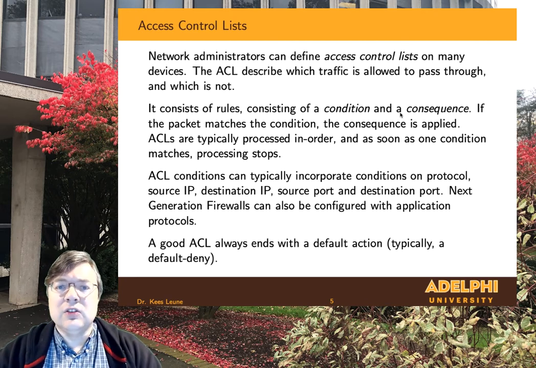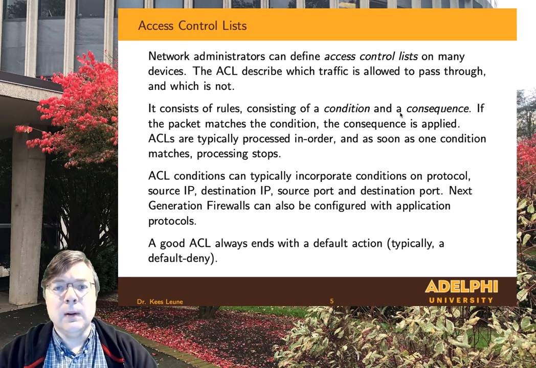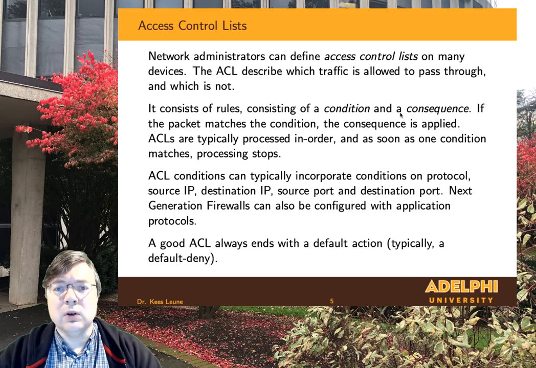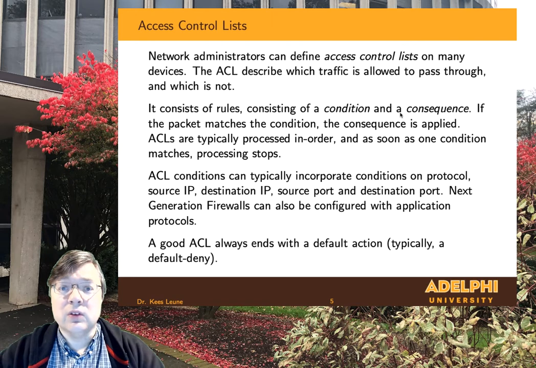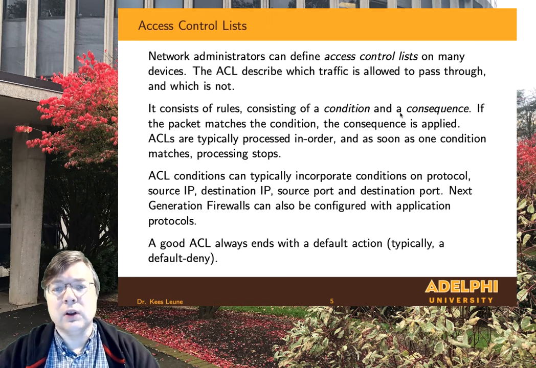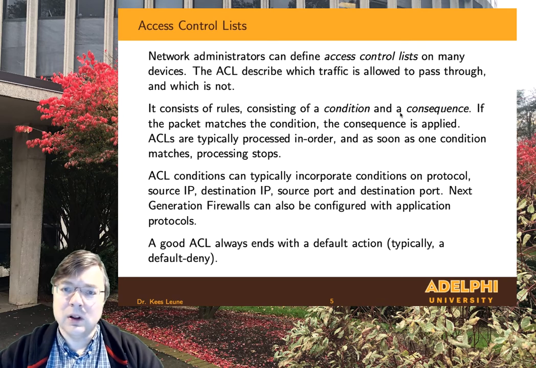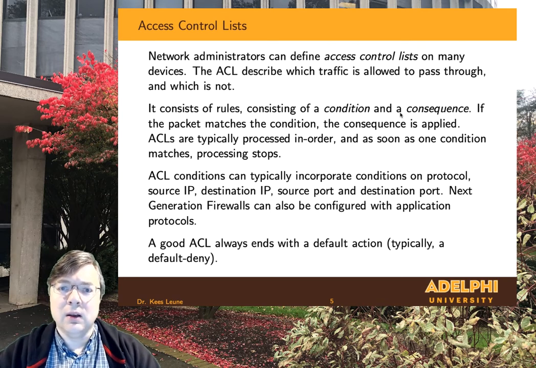Those ACLs typically consist of a sequence of rules. Each rule is a condition and a consequence, and the idea is if the packet that's being inspected matches the criteria set out in the condition, then the consequence is applied. So for example, if we're saying if the destination IP address is 10.1.2.3, then the traffic is allowed through. So the condition is, does the destination IP address match? And the consequence is, yes, you're allowed through.